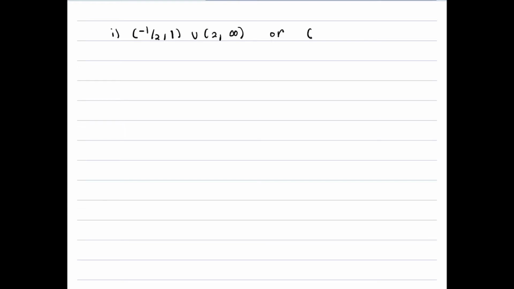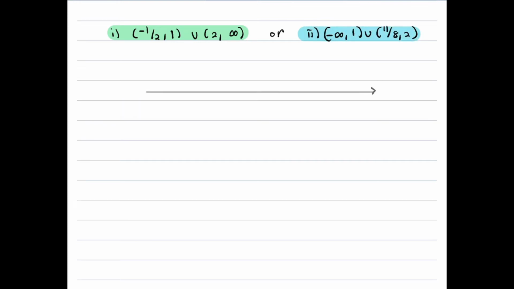When you have two sets of answers, the second set of answers is negative infinity until 1, union 11 over 8 until 2. So how do we combine the two answers? This is the first part and this is the second part. What you can do is draw your real number line. Your smallest number is negative half, and then comes 1, and then 11 over 8, and then comes 2. Draw your green color first.